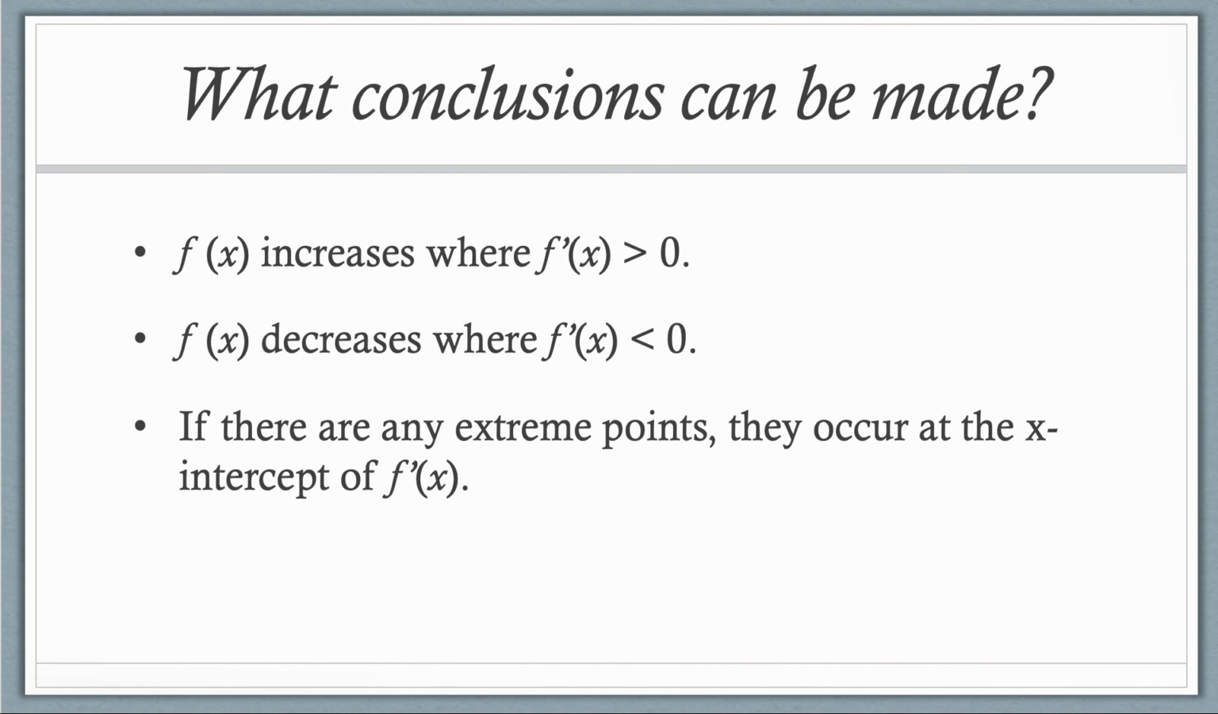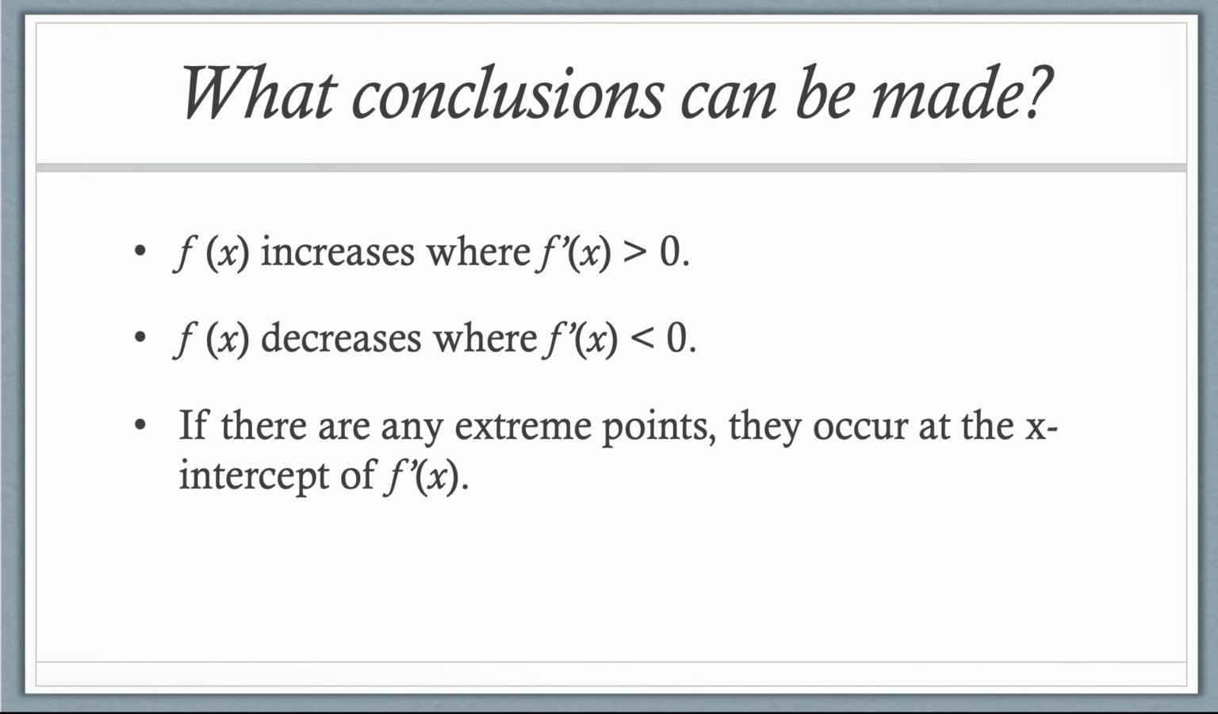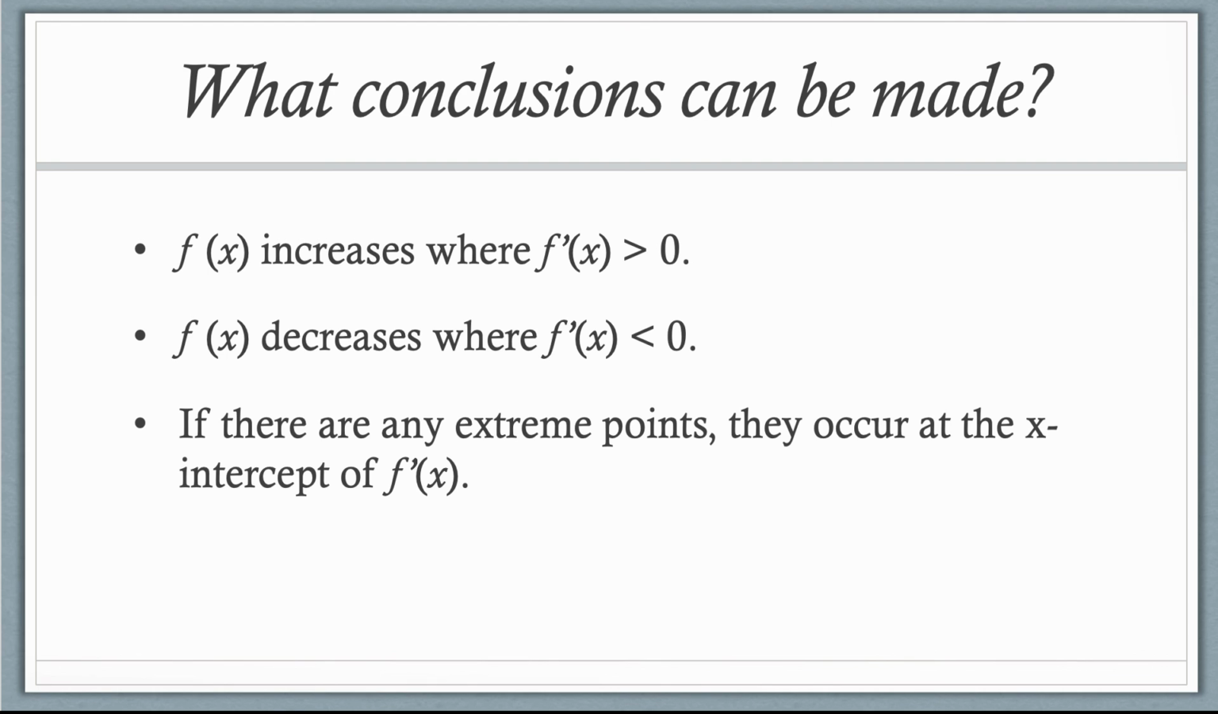So what conclusions can we make? Well, we saw that the function is increasing where the first derivative is greater than 0, and it's decreasing where it's less than 0. We also saw that if there are any extreme points, they're occurring where the x-intercepts are of the first derivative. This gives us the basis of the first derivative test. We use the first derivative test to find the relative extrema for a graph.